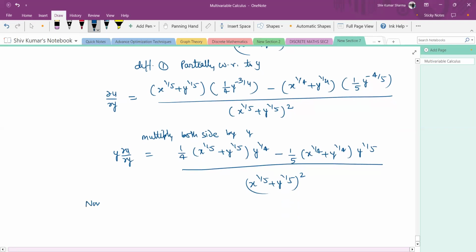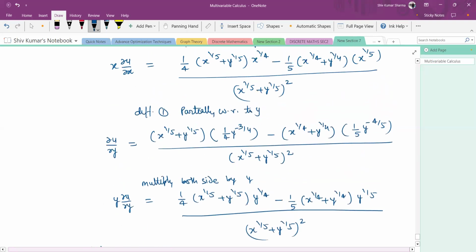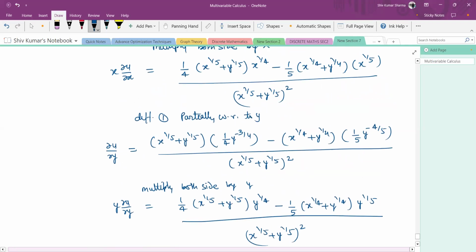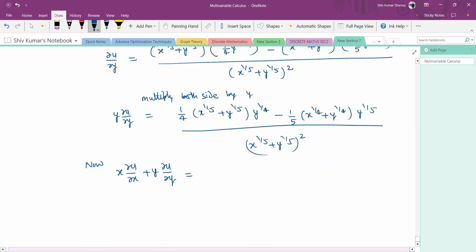now we write this as x ∂u/∂x plus y ∂u/∂y. So we calculate this value. We see that the denominators of both the functions are the same, so we can take the denominator as the LCM: (x^(1/5) + y^(1/5)) to the whole square.